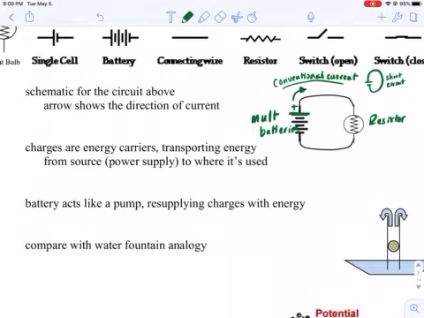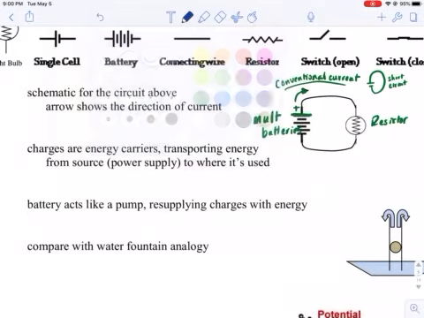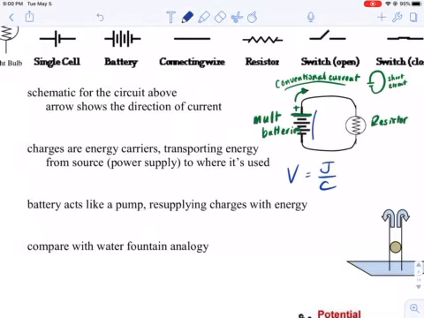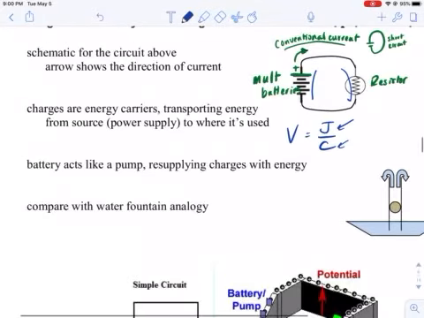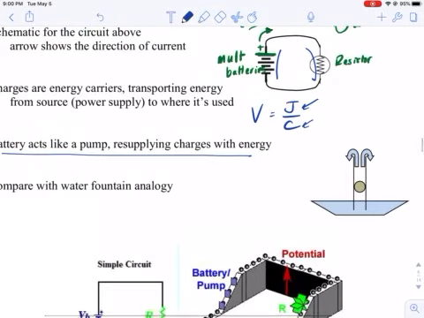The battery gives the charges potential energy. Voltage: a volt is a joule per coulomb. So as the charges go through the battery, they gain energy. And they gain energy per unit charge. And then they spend that energy in the resistor.